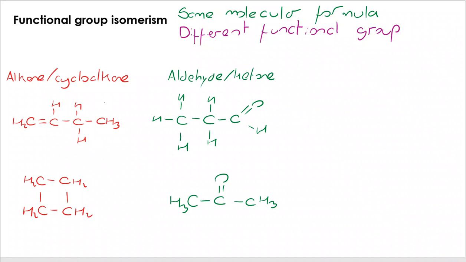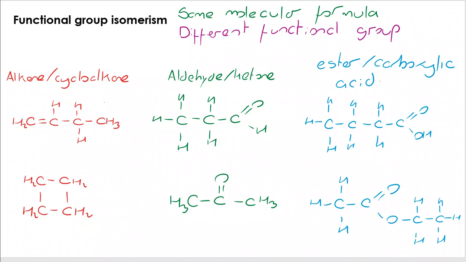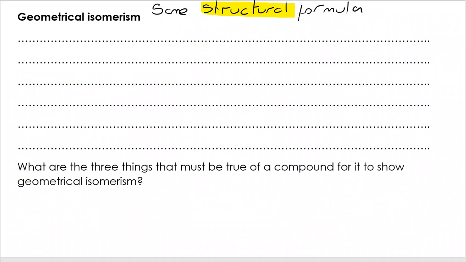And the final one that you'll see a lot more in the carbonyl topic in Year 13 is esters and carboxylic acids. So I've got here butanoic acid, the acid at the top, and ethyl ethanoate, which has the same molecular formula, which is an ester, down at the bottom. So have a think then about geometrical isomers that you learnt about in Year 12.